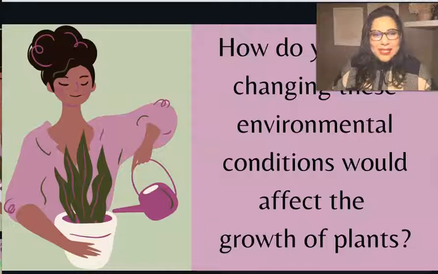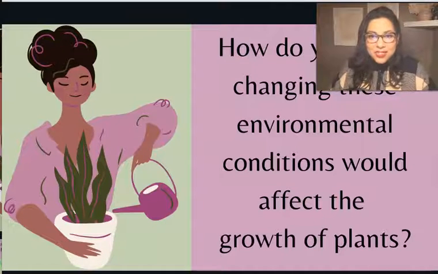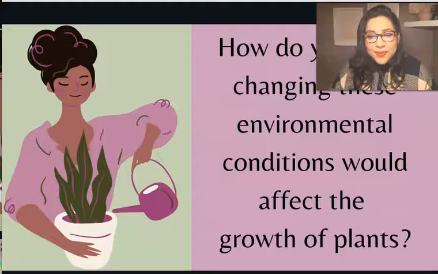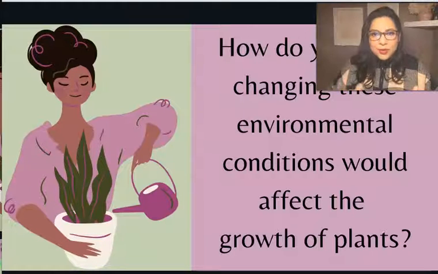Welcome back to our exploration of how environmental factors affect the growth of our plants. We previously focused on the effect that sunlight would have on the growth of our lima beans, but in this video, we're going to switch it up a bit and explore a different variable. We're going to be looking at how water affects the growth of plants.